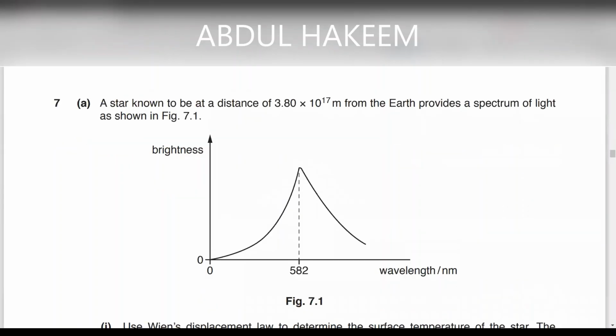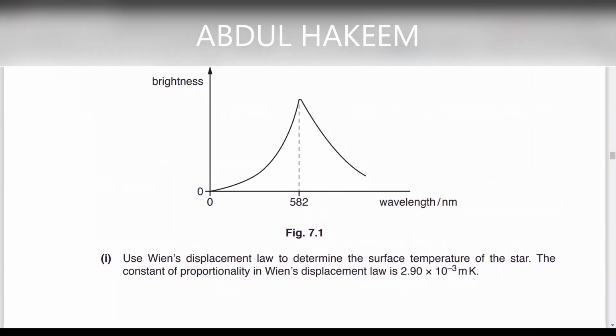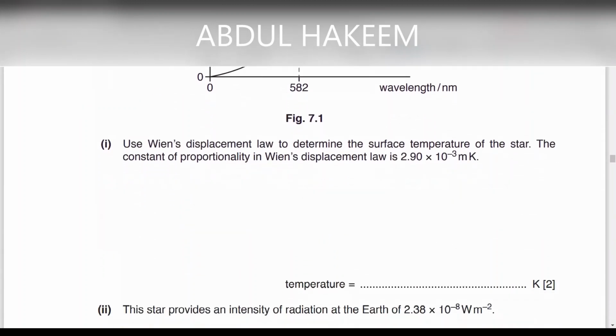Okay, next question: a star is known to be at a distance of 3.80 × 10^17 meters from the Earth. It provides a spectrum of light as shown in the figure. So this is the brightness and wavelength graph. Use Wien's displacement law to determine the surface temperature of the star. The constant of Wien's displacement law is 2.9.